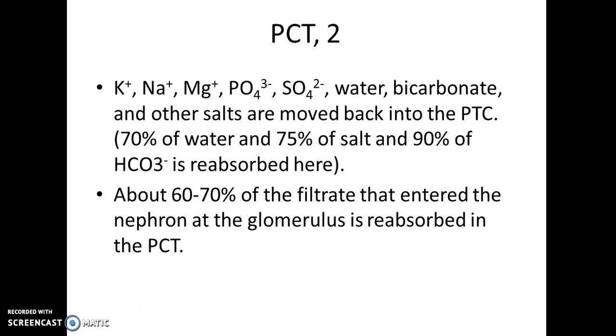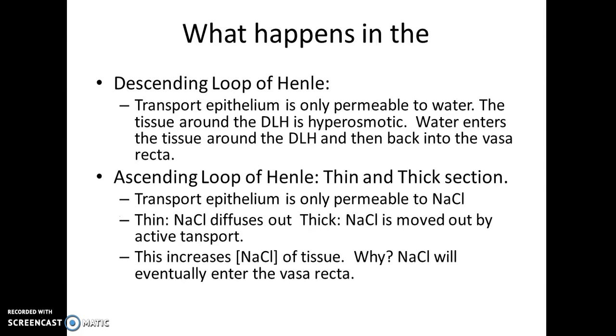We have potassium, sodium, magnesium, phosphate, and sulfate. Water, bicarbonate, and other salts are moved back into the peritubular capillary from the proximal convoluted tubule. Now, 70% of the water, 75% of salt, and 90% of the bicarbonate is reabsorbed there. So about 60 to 70% of the filtrate that enters the nephron through the Bowman's capsule is reabsorbed back into the blood at the proximal convoluted tubule.